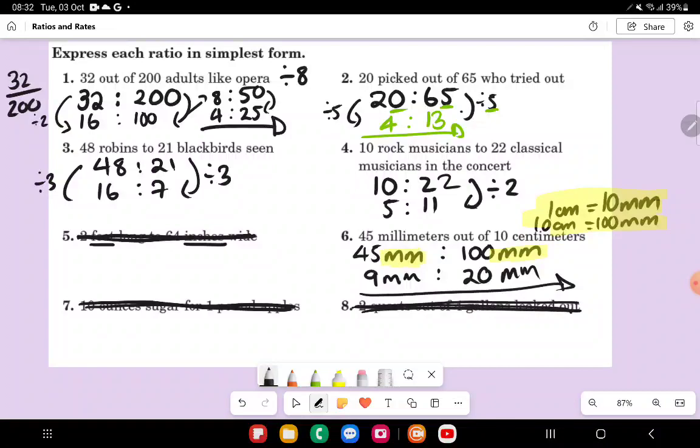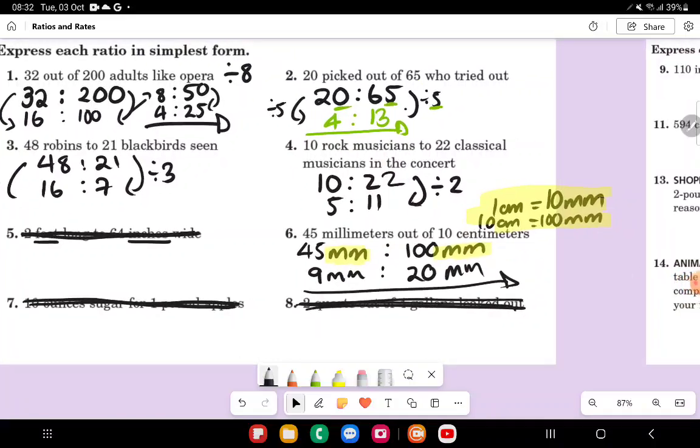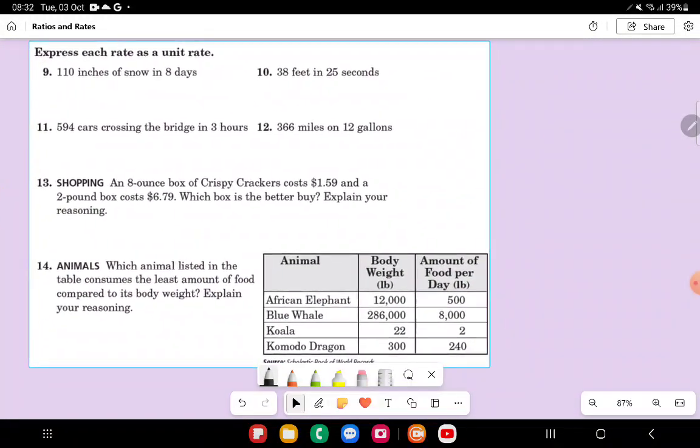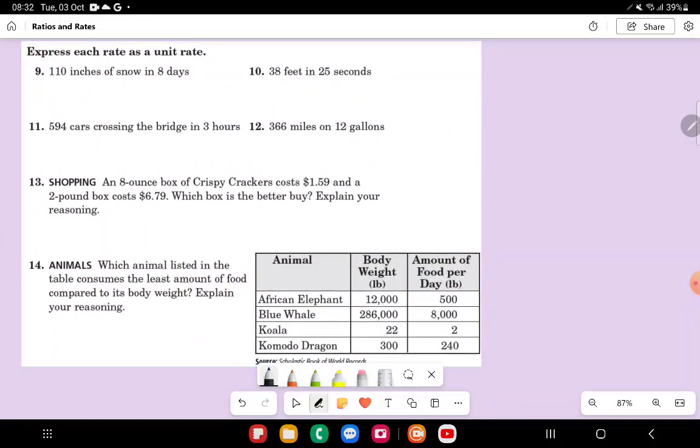All right, so this is ratio. You're given two numbers and you divide by a common factor in order to make it as simple as possible. Now let's look at a rate. A rate is a ratio with a base of 1. It's a ratio with a base of 1. What do I mean by that?